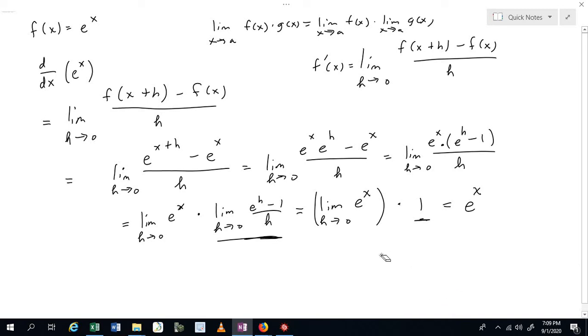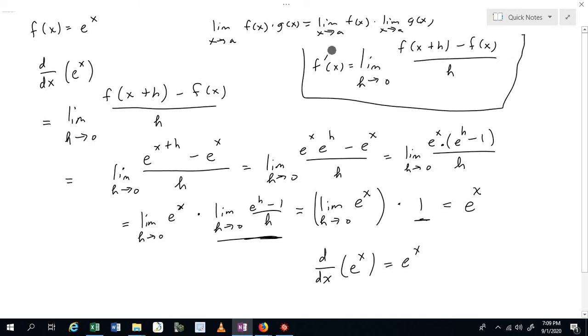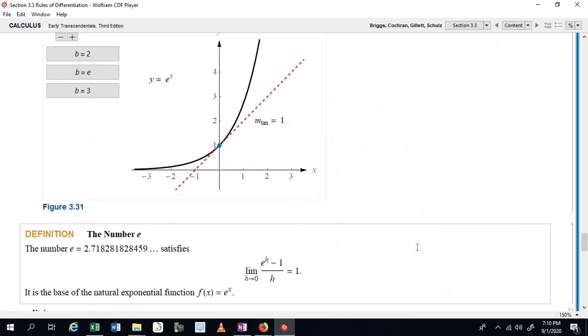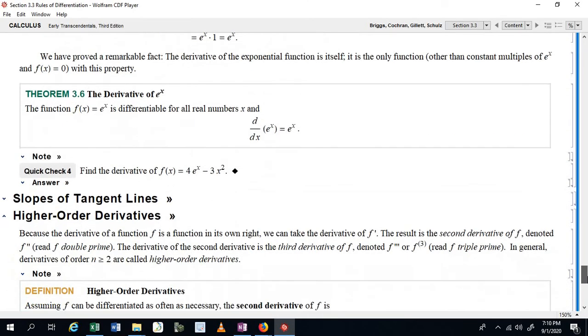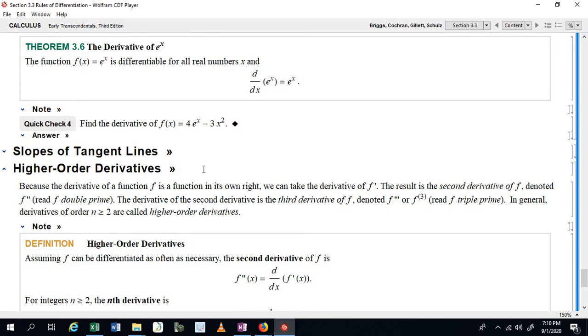And something really strange happens. The derivative of e to the x happens to be e to the x. And we know that because by the very definition of a derivative, which is this limit, that's what happens. That's what we got. Okay, so add this to your rules for derivatives. Okay, this is theorem 3.6 in the book. The derivative of e to the x is simply e to the x.